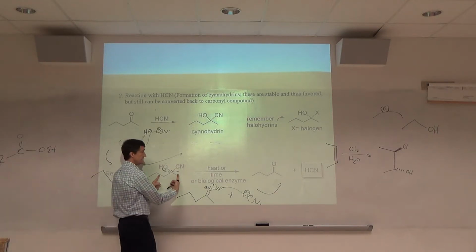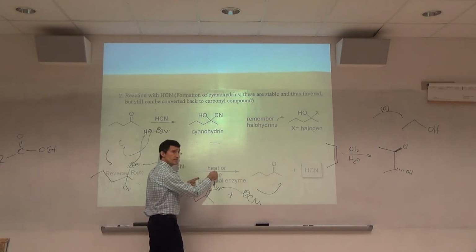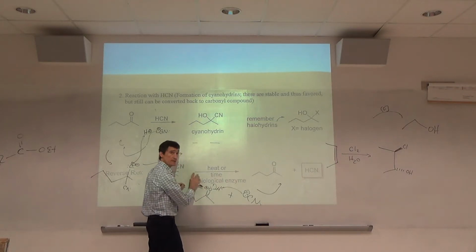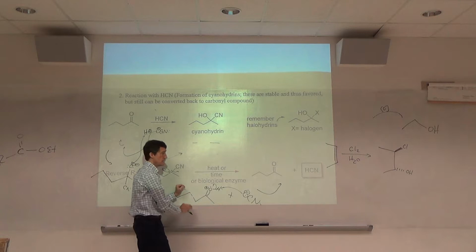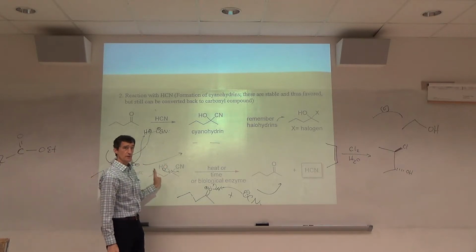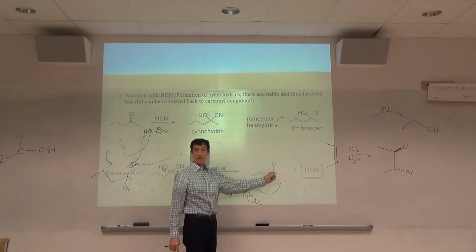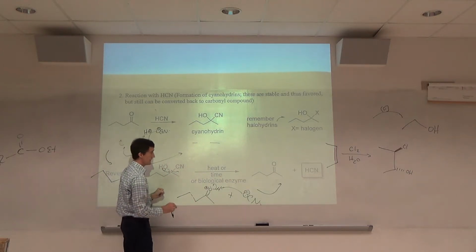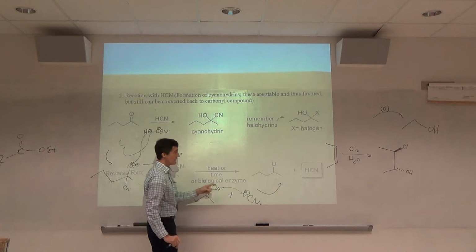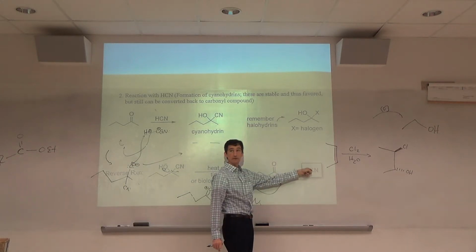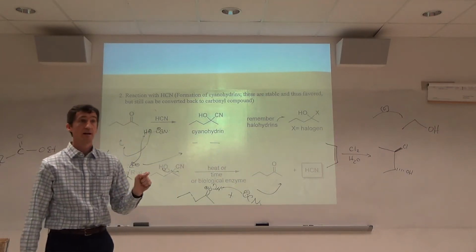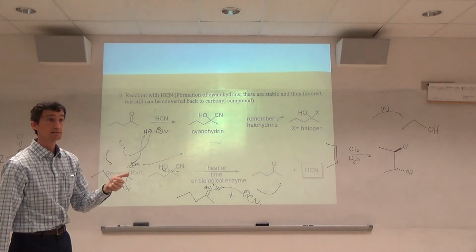But this can be isolated. To go backwards, you have to kind of heat it, or give it some time, or maybe a biological enzyme can make it go backwards. Two things. If it goes backwards, what do you get? Aldehyde or ketone, depending on what was on this carbon when you reform carbonyl. What else do you get? It's in the box. HCN. What do you know about HCN? It's a gas. It's also deadly toxic.